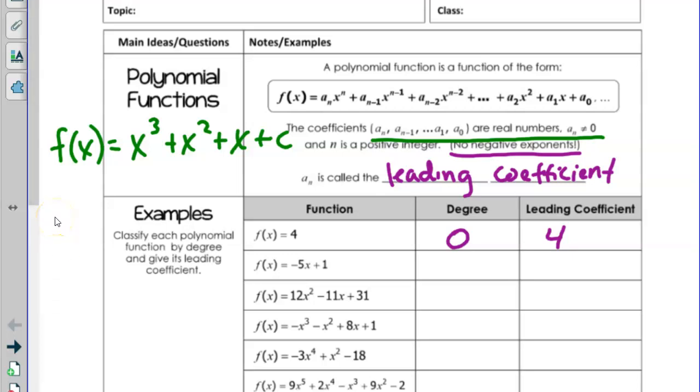Alright, then the second one, f of x equals negative 5x plus 1. What's my degree here? 1, very good. What's my leading coefficient? Negative 5. Negative 5, very good. This is easy, you guys were worried. Alright, how about the next one? What's the degree? 2. 2, good.